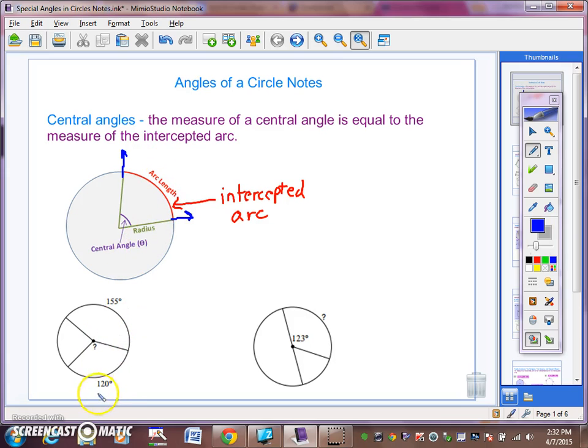Okay, so how do we use this? Well, here's my arc length right here. That's 120 degrees, which means my angle here is also 120 degrees. They're equal. So the measure of the arc is equal to the measure of the central angle. And it also goes forwards and backwards. So if my central angle is 123 degrees, then the arc that's intercepted is also 123 degrees.